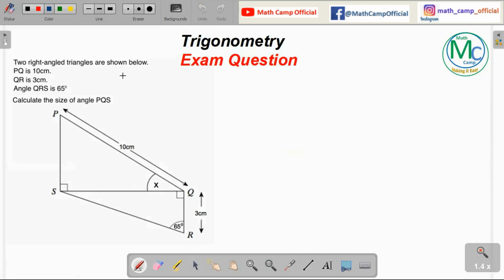It says two right angle triangles are shown below. PQ is 10 centimeters, which is this. QR is 3 centimeters there. Angle QRS, which is this, is 65 degrees. Calculate the size of angle PQS. So that means we have to find this angle.